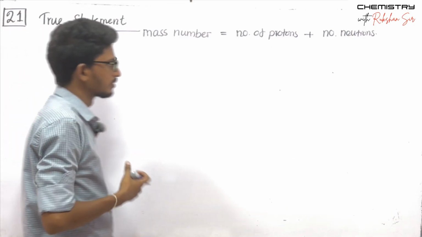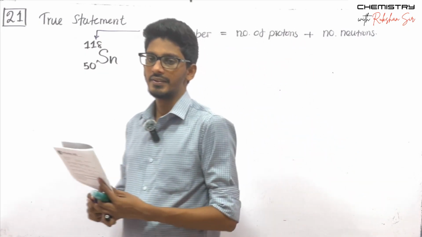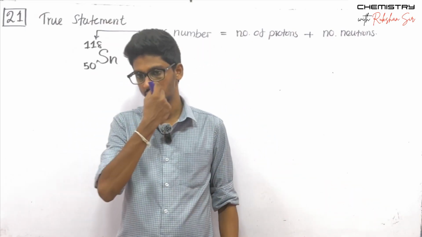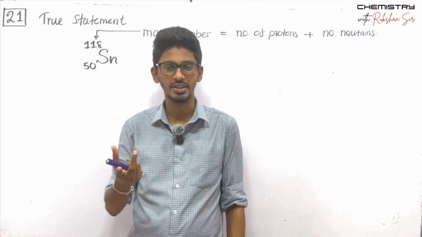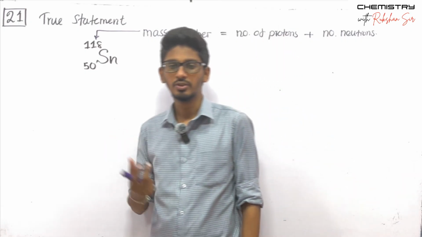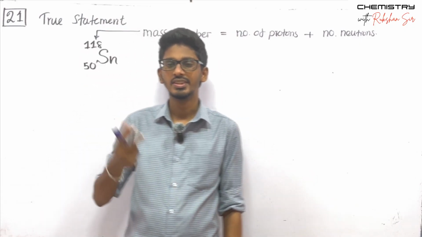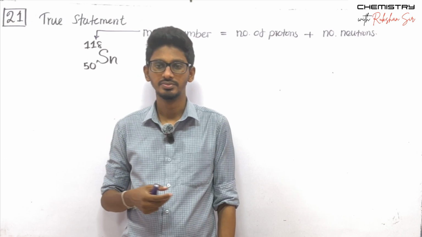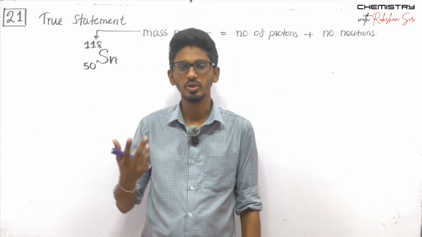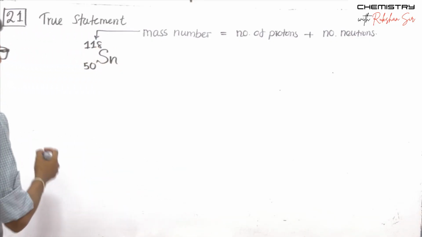We know that the mass of an electron is 1 divided by 1840 of the mass of the proton. In other words, the mass of a proton is equal to the mass of 1840 electrons. So the mass of an electron is very negligible, giving almost no contribution to the mass of the atom.